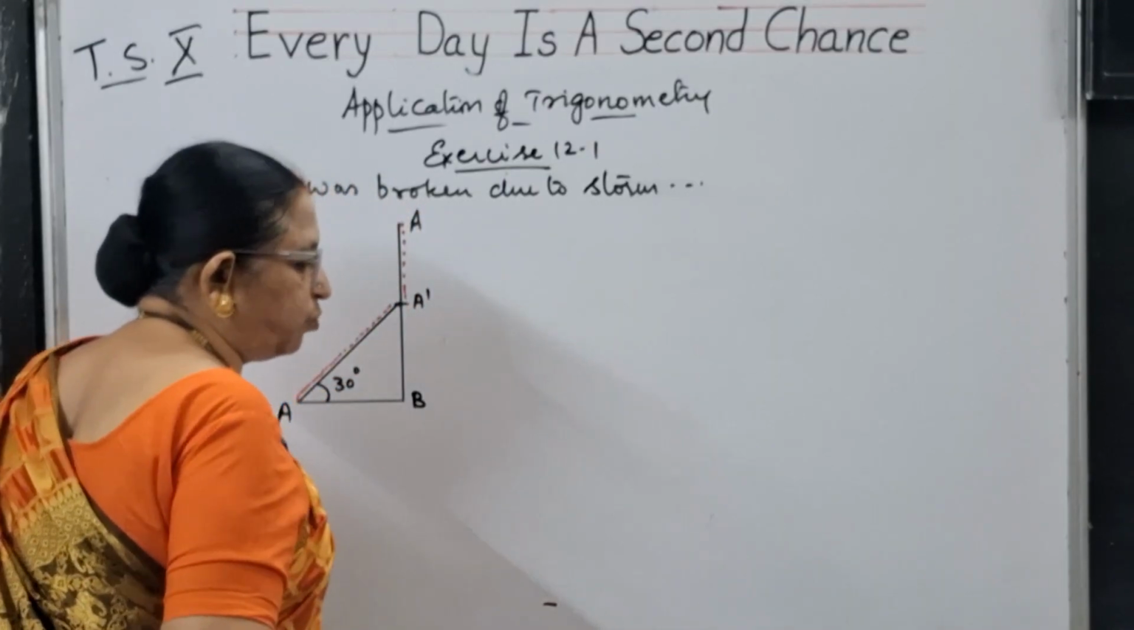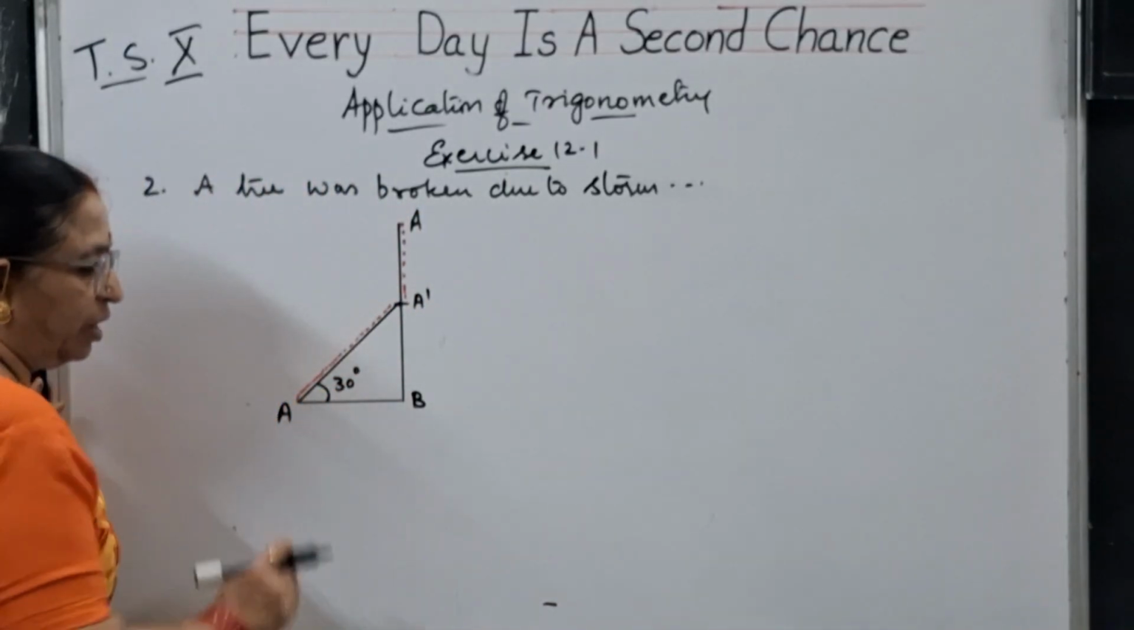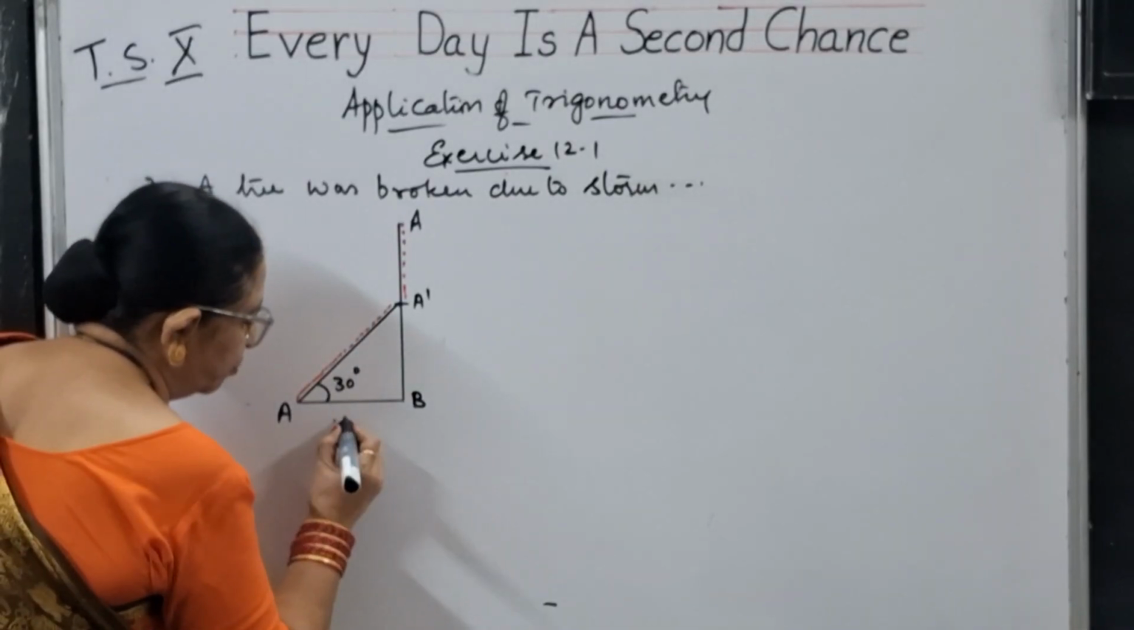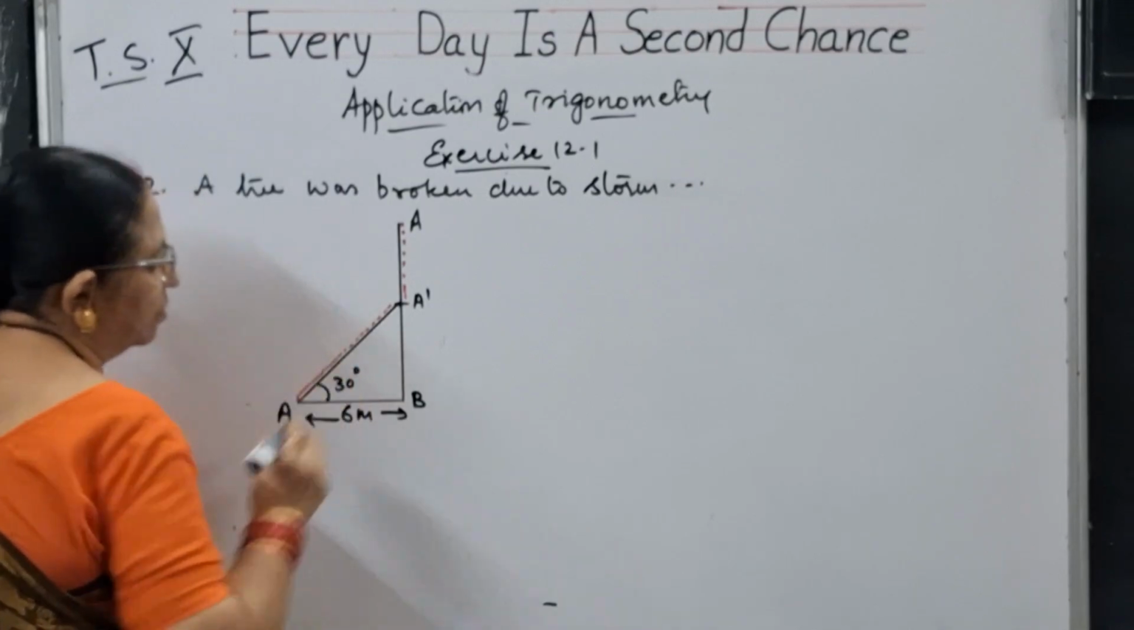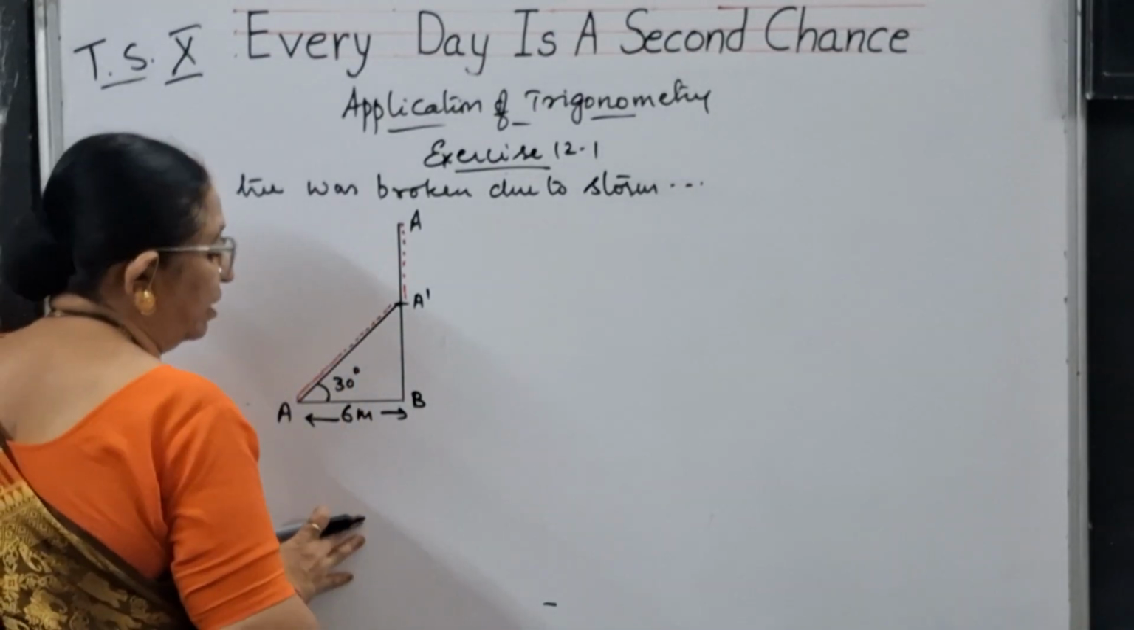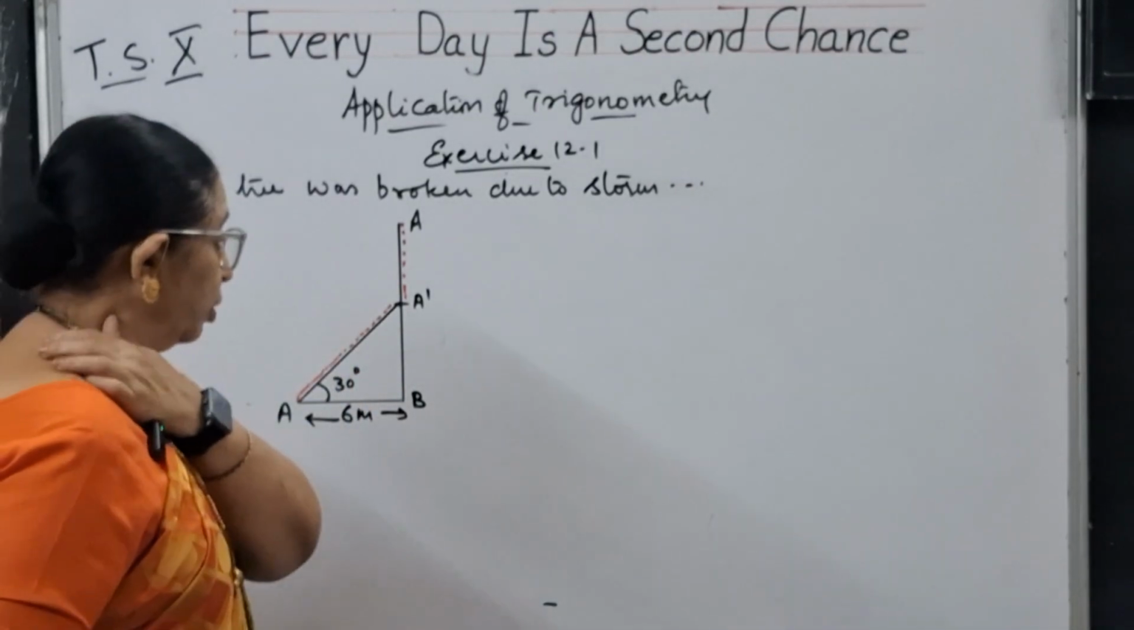The distance between the foot of the tree and the top of the tree on the ground is 6 meters. So this distance is 6 meters. So I hope I am clear, children. Once again, I'll read the problem.